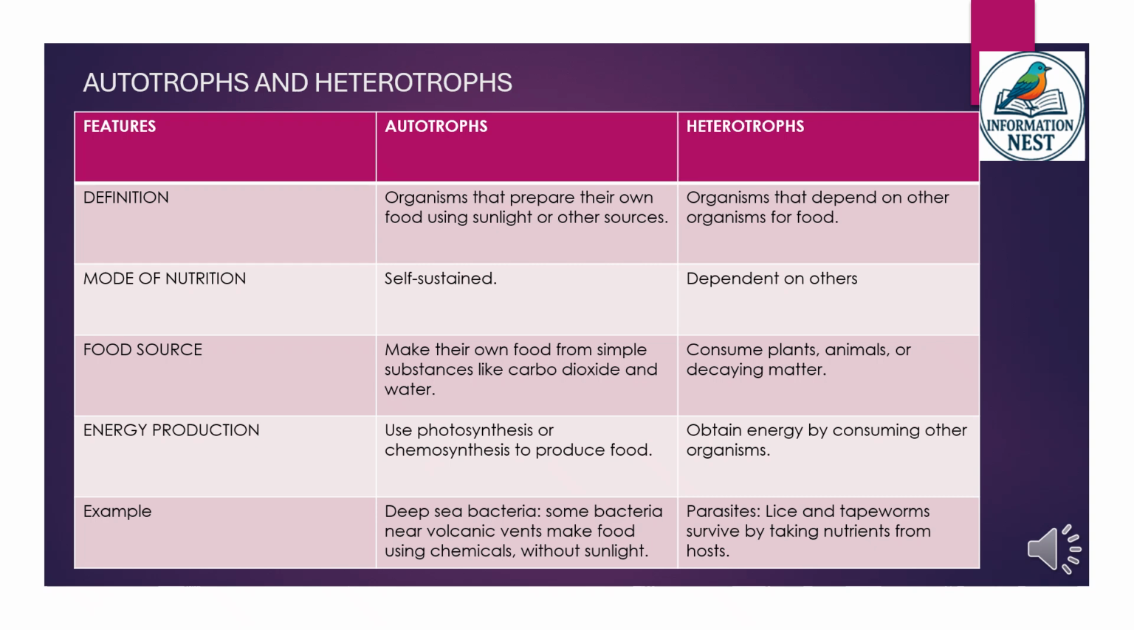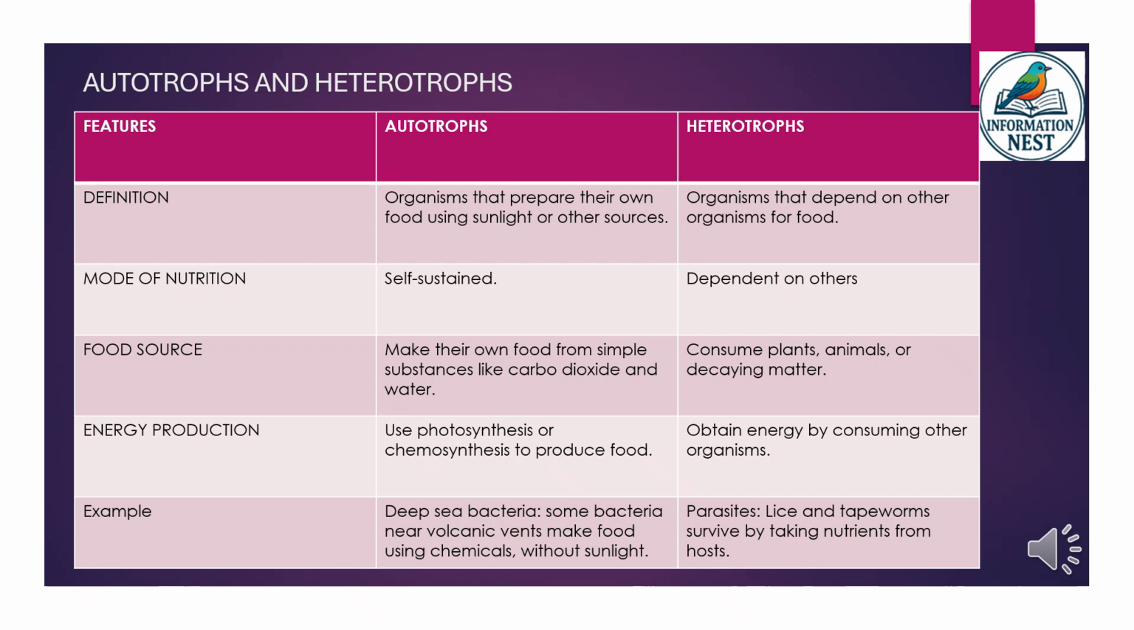Heterotrophs get energy by eating, whether it is fresh fruit, meat, or even decaying matter. Yeah, fungi munch on dead stuff. Autotrophs, for example, mango trees, wheat crops, blue-green algae, even bacteria that thrive near volcanic vents without sunlight. Heterotrophs, like humans, cows, lions, and the most sneaky ones like parasites, leeches, and tapeworms that steal nutrients from a host.